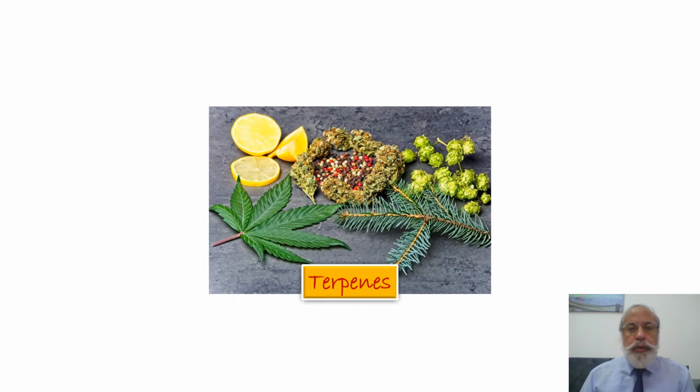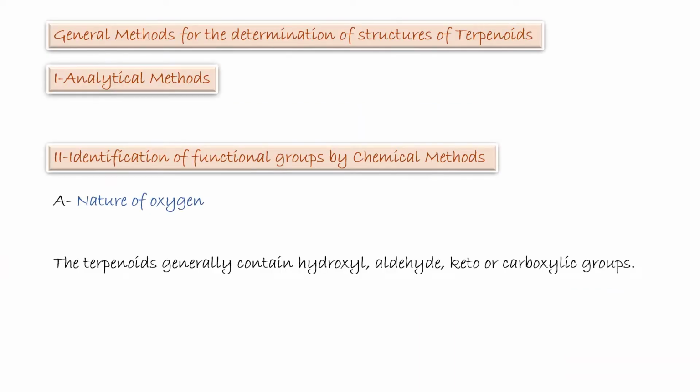Today we will continue on terpenes and terpenoids. In the previous lecture, we were talking about the general methods for determination of structure of terpenoids. We have covered analytical methods or spectroscopic methods: UV, IR, mass spec, and NMR. Today we will talk about identification of functional groups by chemical methods.